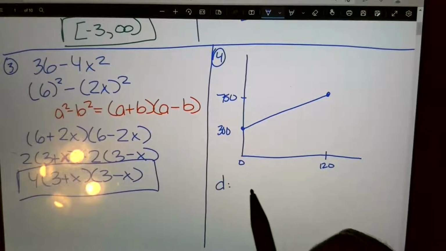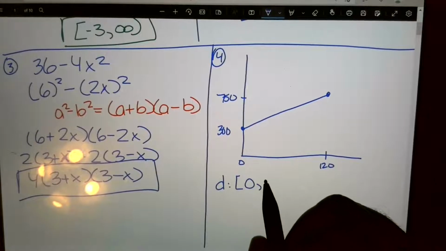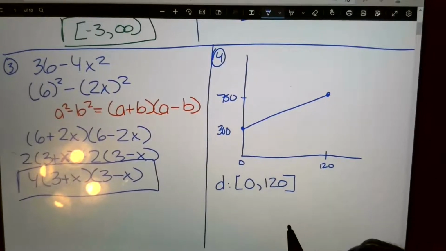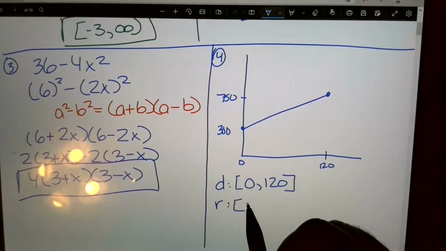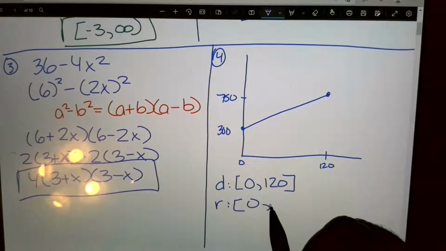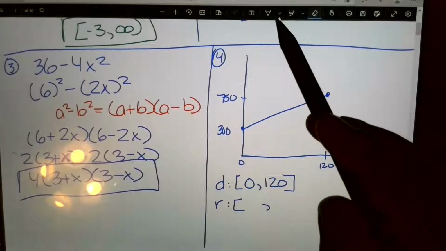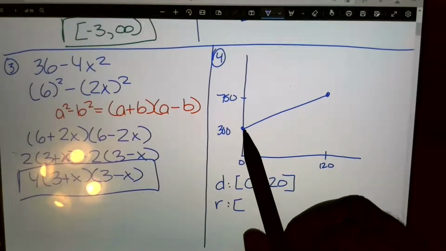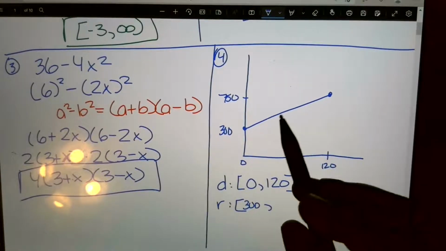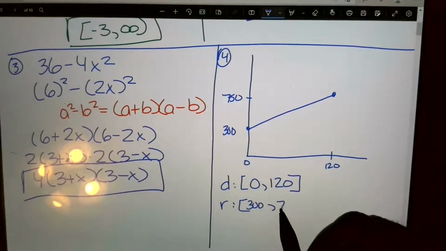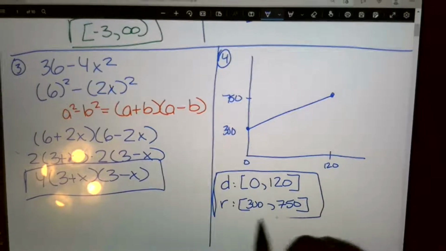For my domain, that is all possible x values. So that is inclusive 0 to 120, because there's a value at both of those. And my range is 0. Well, actually not 0, because we didn't start at 0. We started at 300. This is potential y values. So 300, and the range goes up to 750. And that's the domain and range.